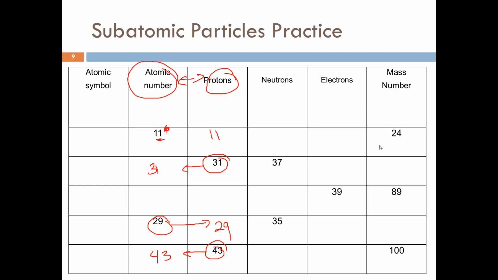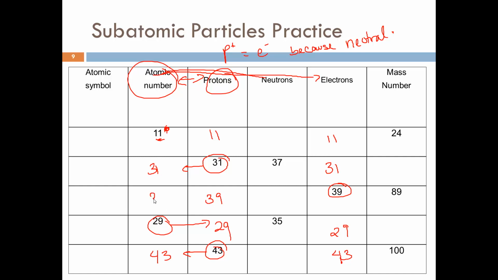They're all neutral, so that means the protons need to equal the electrons, only because of the fact that they're neutral. We haven't talked about whether or not they have charges yet. So that means protons is the same as the electrons. So this is 11, that would be 31, that would be 29, and that would be 43. And this 39 will go back over here. So, atomic number, protons, and electrons are the same thing.